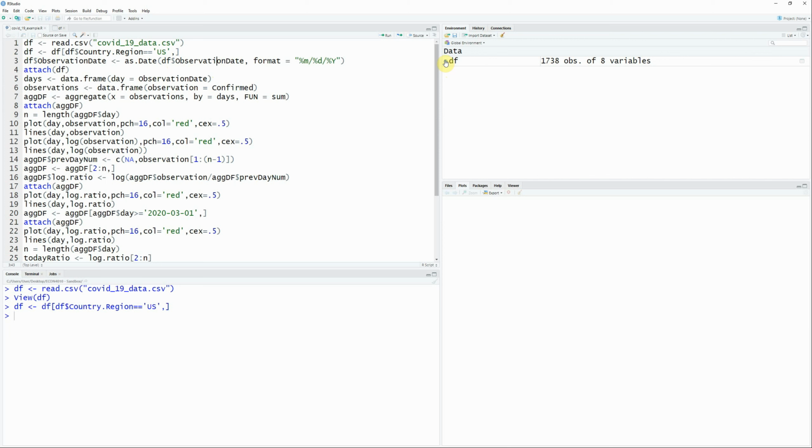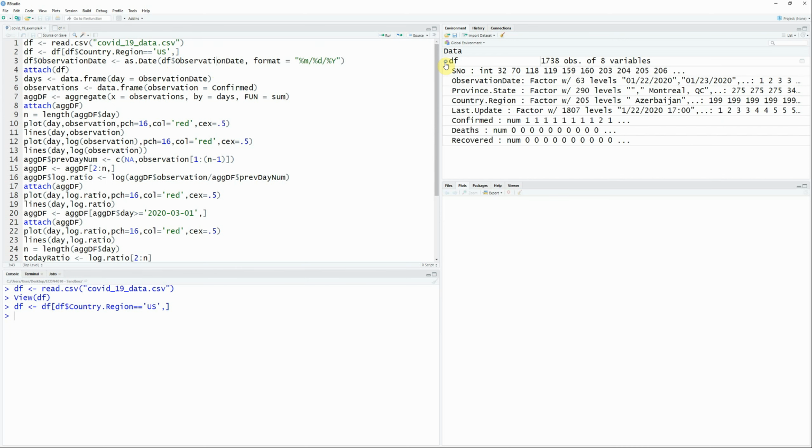These are tiny things that sometimes can be really cumbersome and painful, but we have to take care of them if we want to keep everything neat and tidy. Here you can see that observation date is a factor. I don't want that. I want it to be a date. If I run this line of code, now it's changed to date.